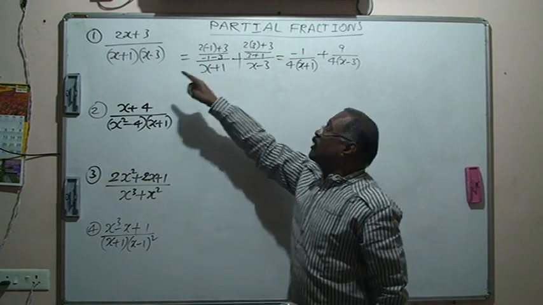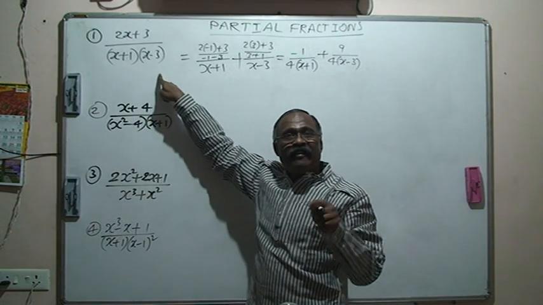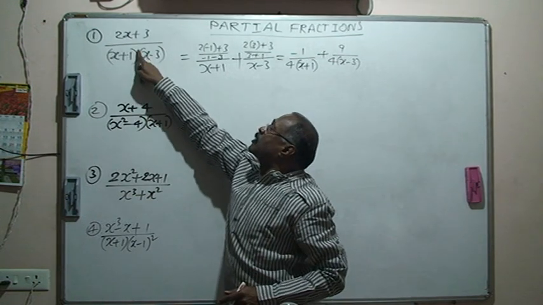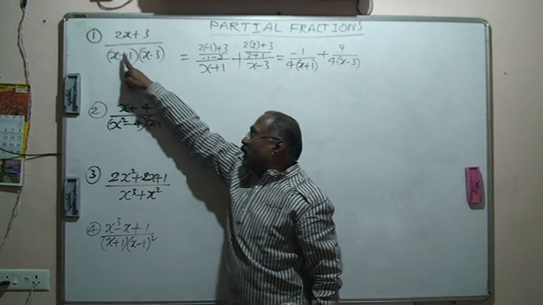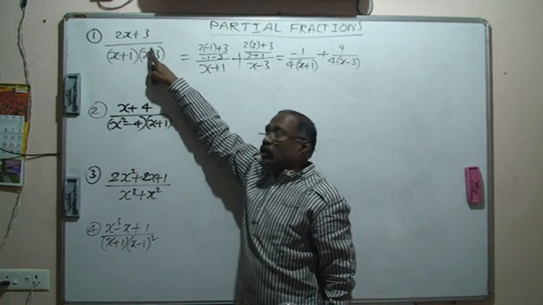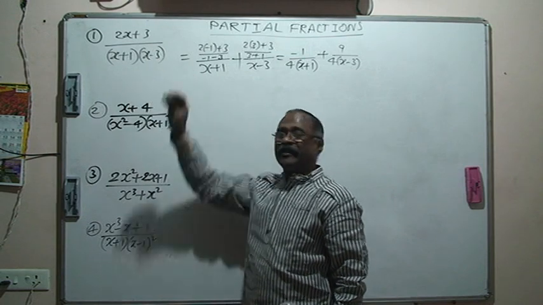So this is nothing but a non-repeated linear factor, because the power is 1. There is no repetition. Here the x power is 1, and this x power is also 1. So it is a non-repeated linear factor.